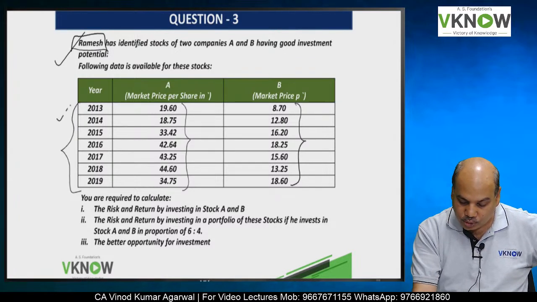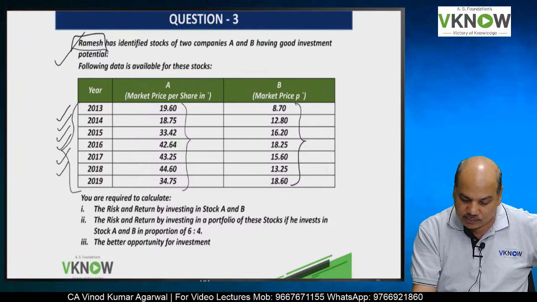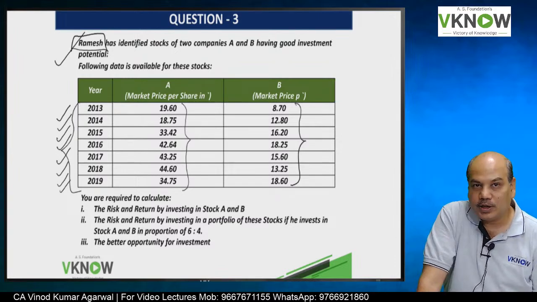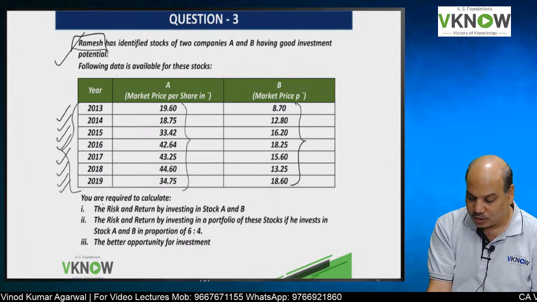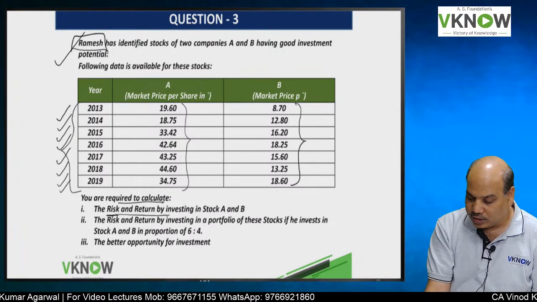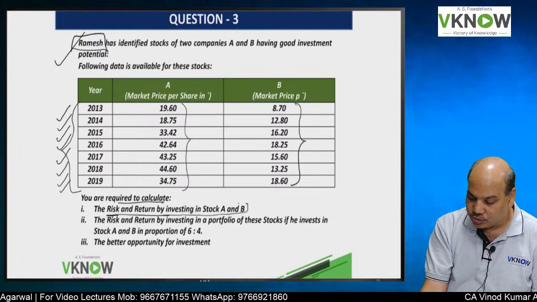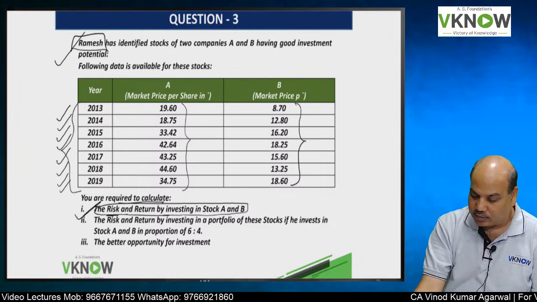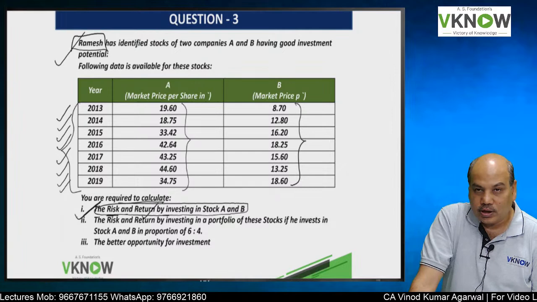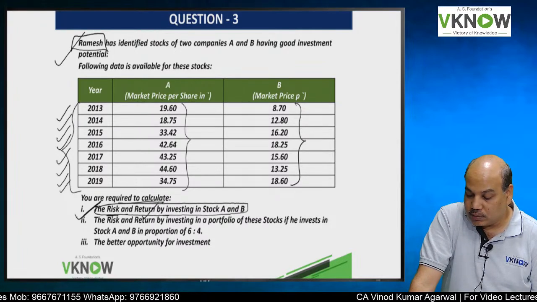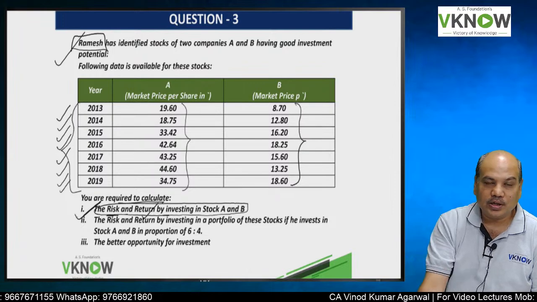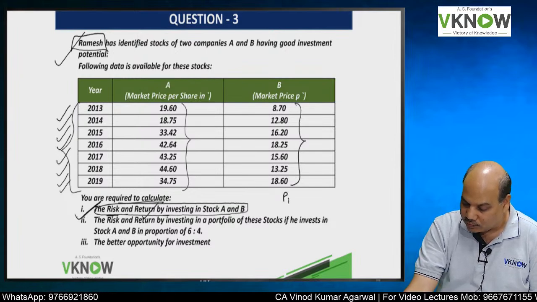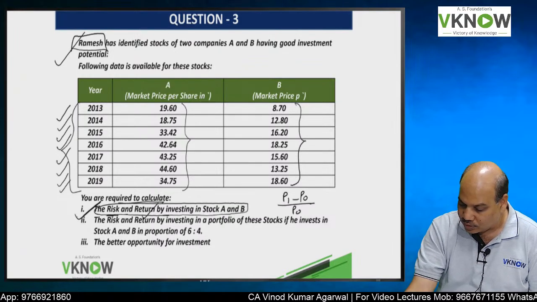Now in this question, probabilities are not given, rather number of years are given. So be careful with the formula. It is not a probability based question. Calculate risk and return by investing in stock A and stock B. So basically you have to find standard deviation of A and B, and return means you have to find out the average return of A and B. For that purpose, first you will have to calculate individual years return. Individual years return will be P1 minus P0 upon P0.